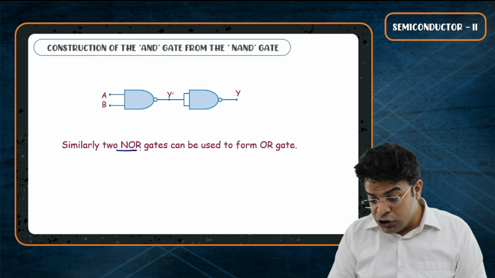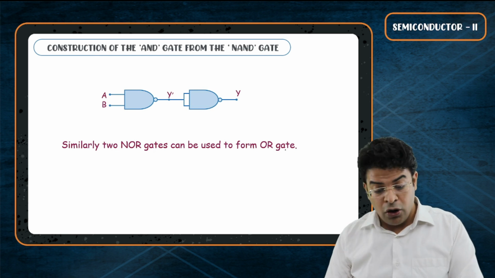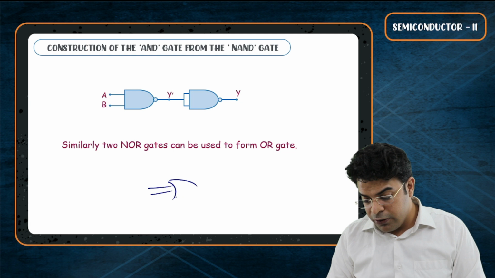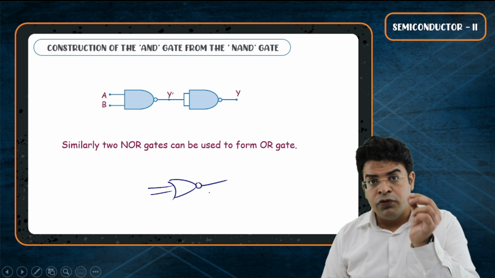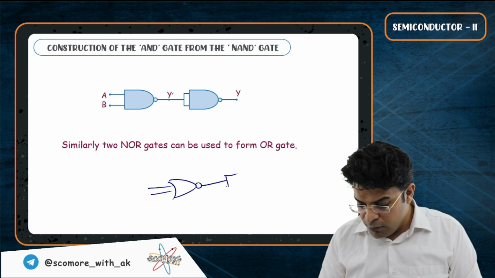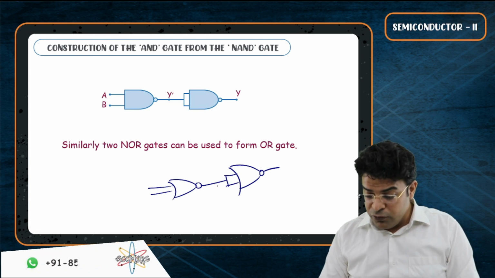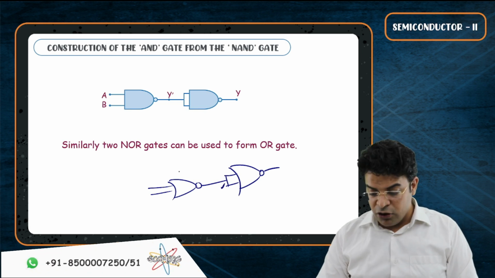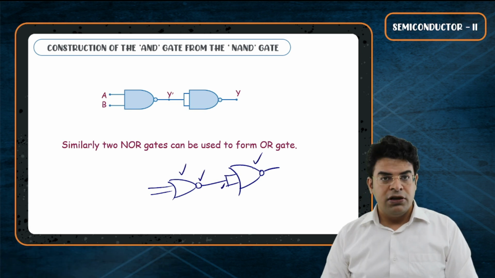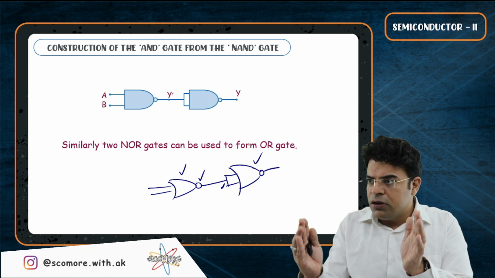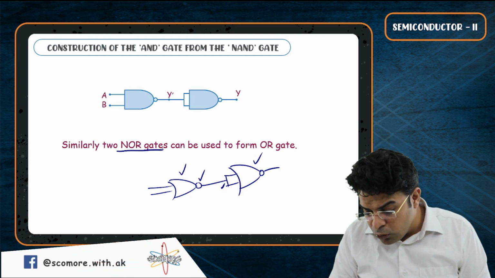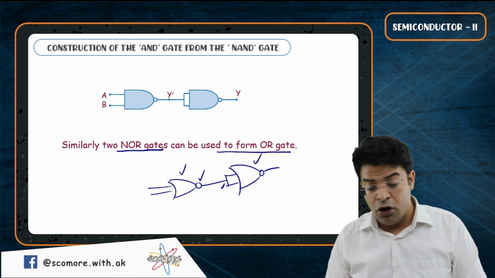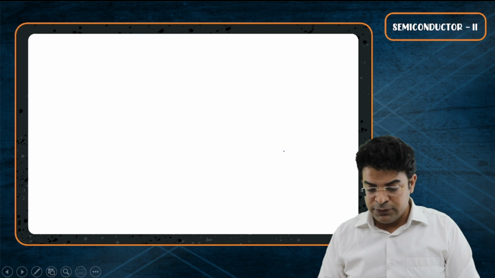Similarly, using 2 NOR gates, you can make an OR gate. You take an OR gate and, taking the output of the NOR gate, if you place one more NOR gate by fusing its 2 inputs, here you have got an OR with a NOT with a NOT. An OR with a NOT is nothing but OR. Inverse it twice, it becomes the same. So similarly, 2 NOR gates can be used to form an OR gate. Keep it in mind.